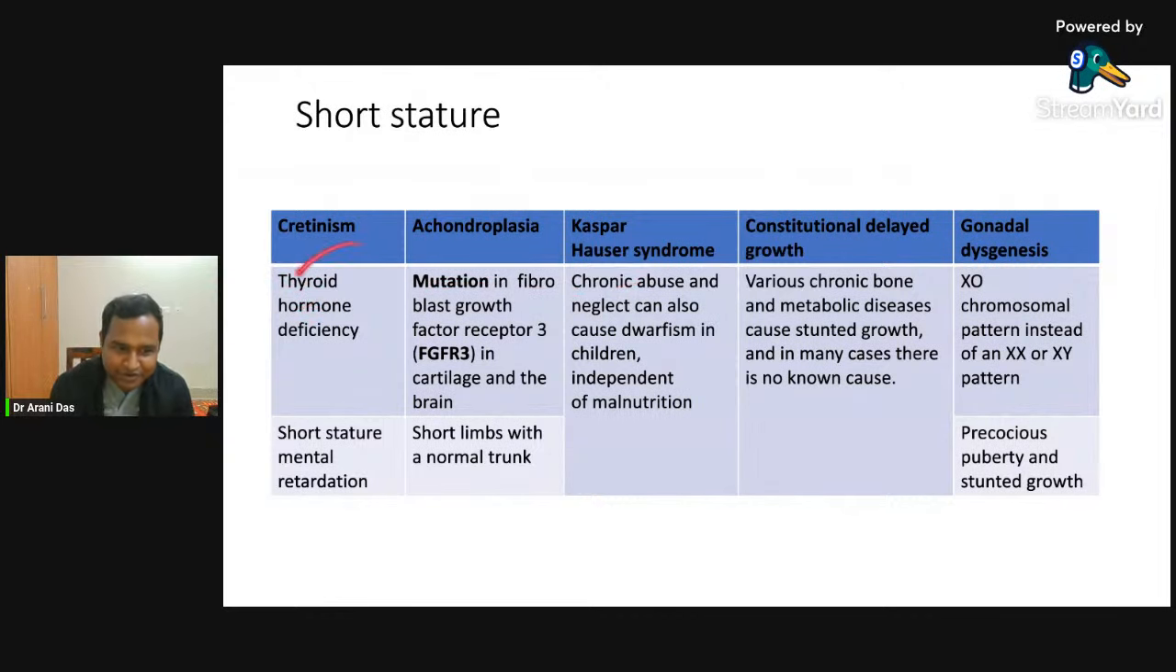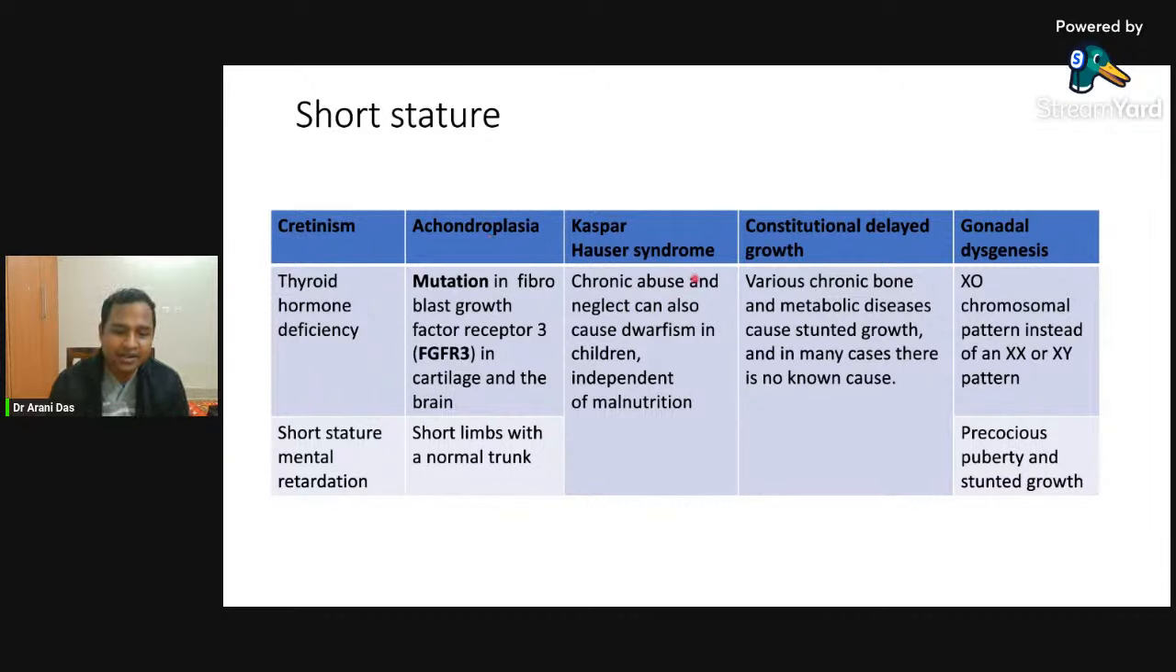One is cretinism. We are going to discuss this, where thyroid hormone is deficient, which produces short stature and mental retardation. We are going to discuss this in the thyroid section. There is also achondroplasia, a mutation of the fibroblast growth factor receptor in the cartilage, which produces short limbs and normal trunks. All those we see in a circus, where some people are entertaining us, the short stature people are mostly achondroplasia, which is one of the commonest causes of short stature found in our society.